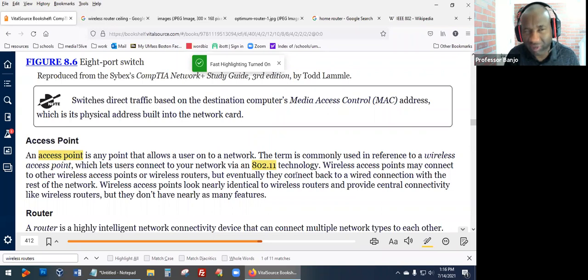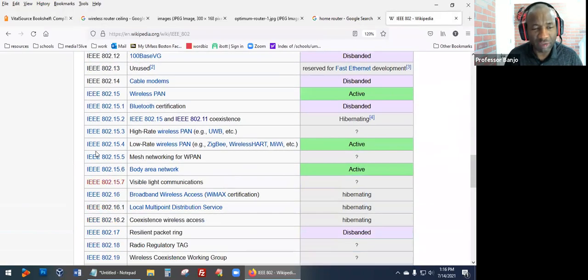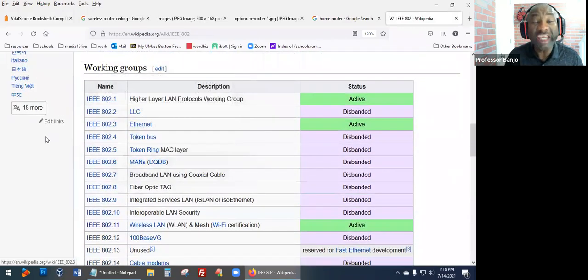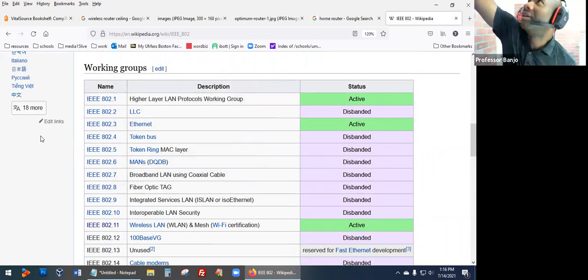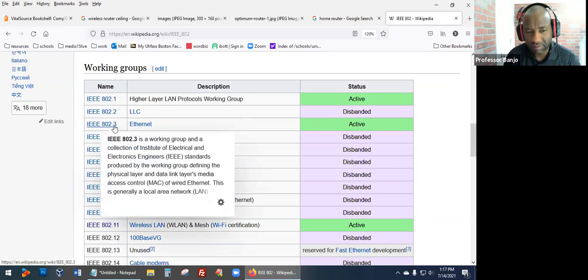Does it make sense to you guys? It might not make too much sense, but I'm just trying to give you the background of how we come up with some of these things. All right? So they have a whole lot of different specifications here. The Ethernet itself, not internet, Ethernet. I've showed you guys the Ethernet cables and everything. The rules that govern Ethernet cables, that is under 802.3.